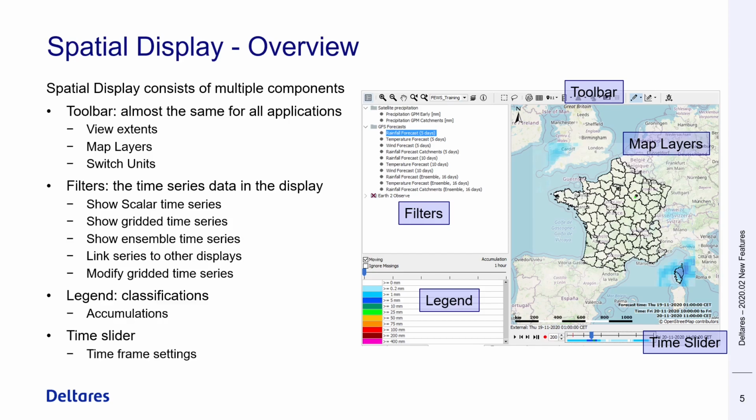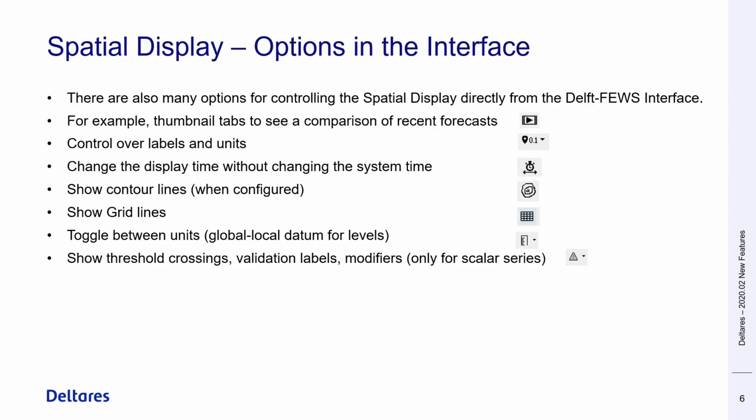On the bottom you have a time slider which you can use to control what you see in your map layer, and then on the left side you can configure several filters for the most common spatial data that you look at, and potentially a legend that you can configure. There are various options in the interface to interact with. We won't go through all the functions, but you'll see me using some of these buttons during the demonstration.